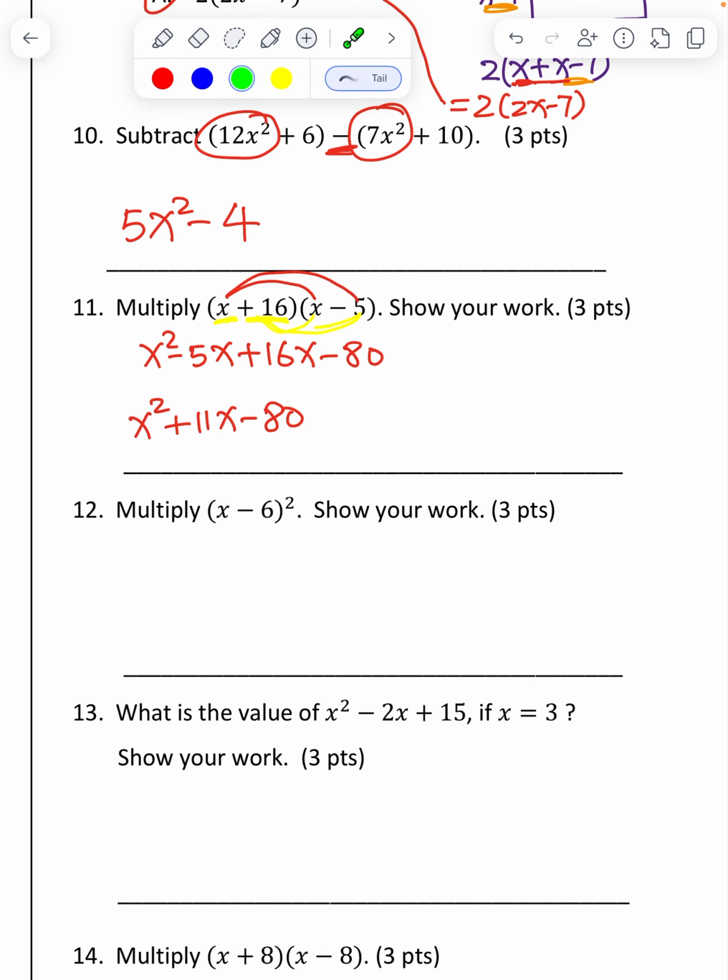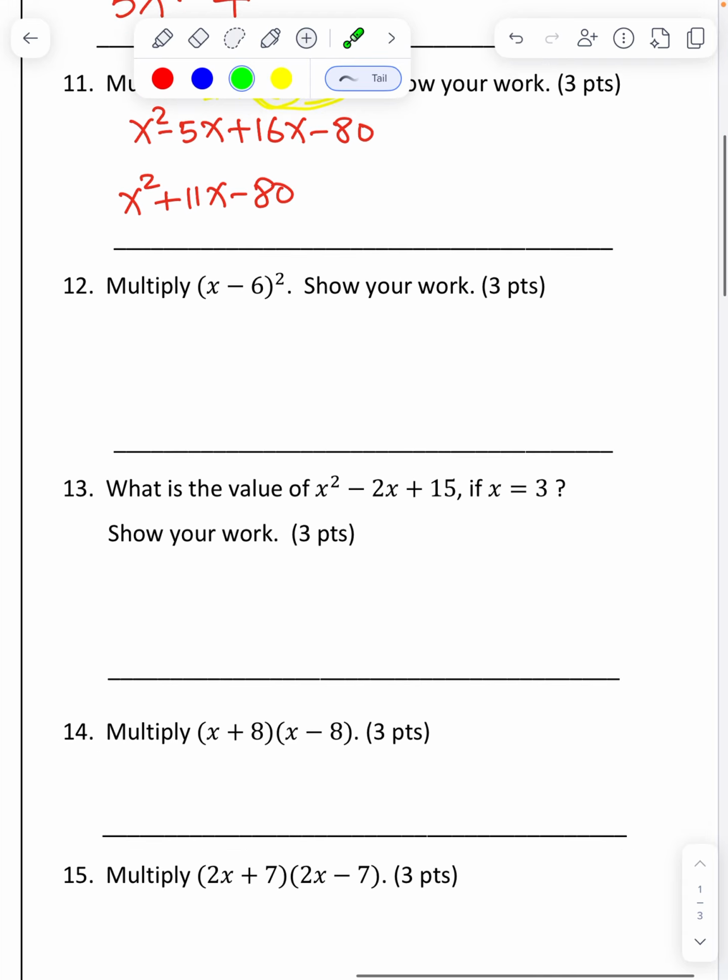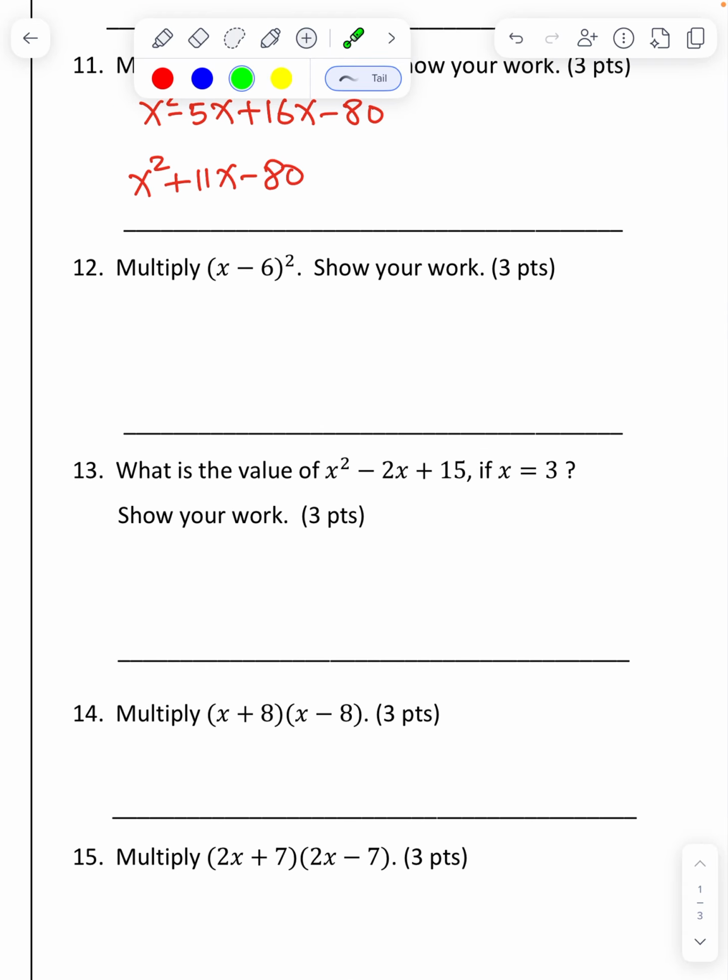Oh, I don't know how to do it. Oh, multiply. Number 12. Multiply x minus 6, squared. We're going to use a formula. The formula is a minus b, parentheses squared.